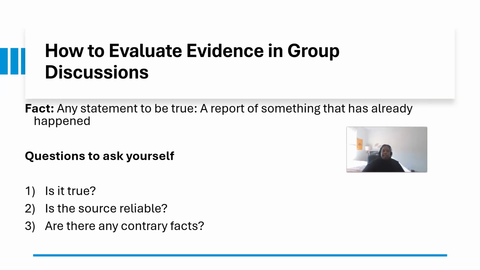All right, so let me move myself a little bit. So how to evaluate evidence? As we use our research, we have to figure out which type of research it is and what is the purpose for incorporating the research into our projects. So we might have factual information, which is any statement that's true, report or information that has already been established or happened. So ask yourself, is the information true? Is the source reliable? And if there are any contradictory facts with information that you're questionable about, let the group know, and your team members might have more information about it.